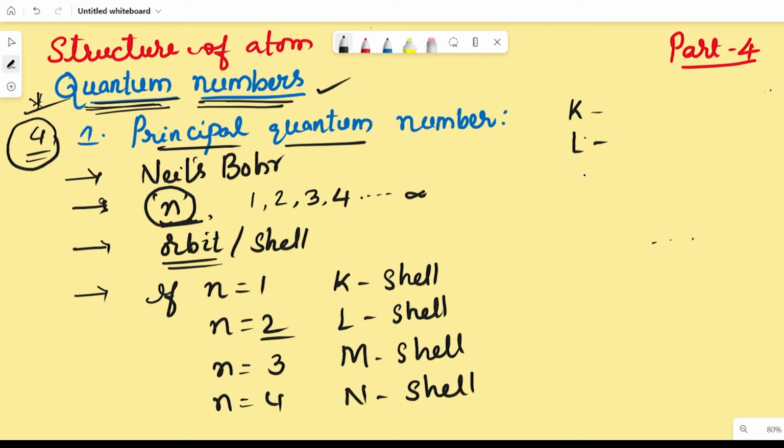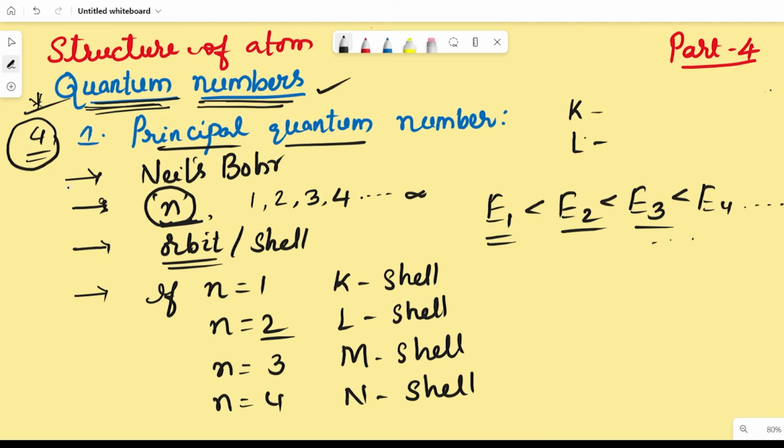So each shell has a definite energy and the energy also has an order. For example, E1 is the energy of the first orbit, E2 is the energy of the second orbit, E3 is the energy of the third shell and E4 is the energy of the fourth shell, like this. And the energy must be in this order only, because the first shell has lower energy when compared to the second shell, and the second shell has lower energy when compared to the third shell, like this. So this is what the principal quantum number is about.